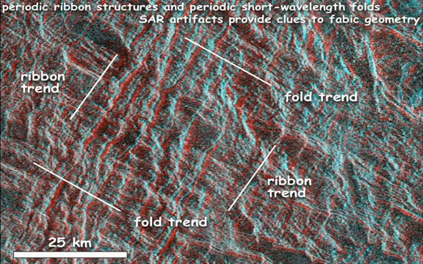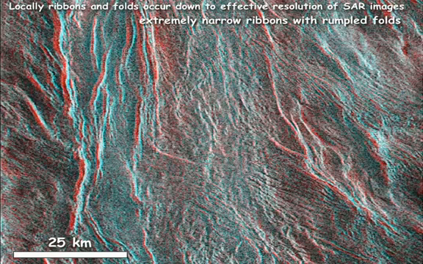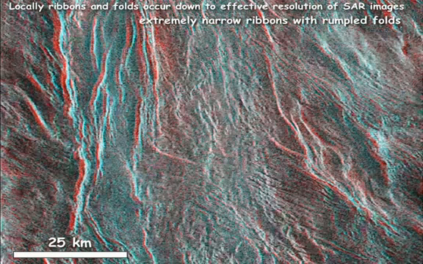We can take those even further and see these are ribbons at this orientation, folds at this orientation, and now you can start to see wiggles right down to the resolution. And all of those wiggles are folds at this orientation, very small, short wavelength folds, and ribbons perpendicular to those. What's really incredible is how fine these get.